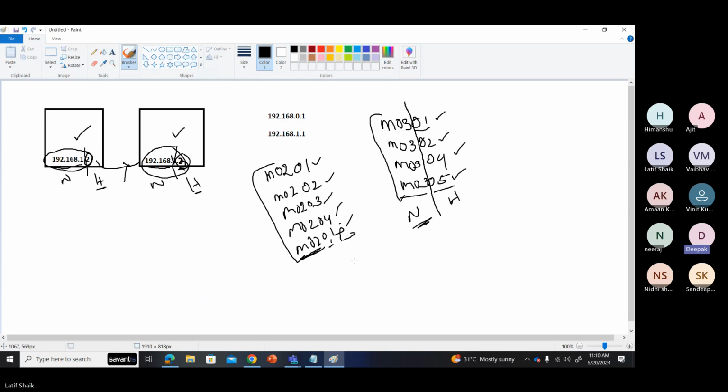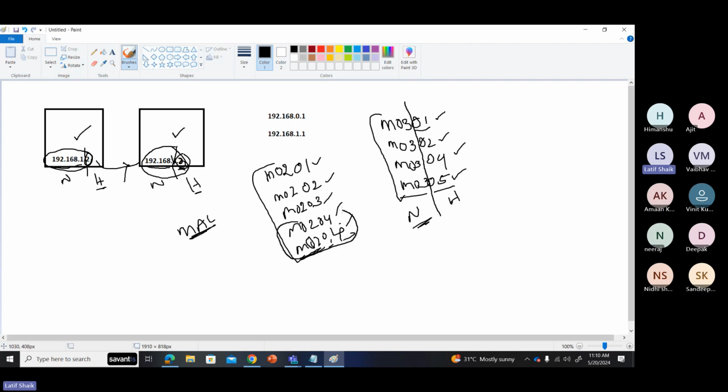Sir, if the MAC address is unique, then who has the responsibility to ensure that it is unique for everyone in this world? I will tell that later. One question is pending.